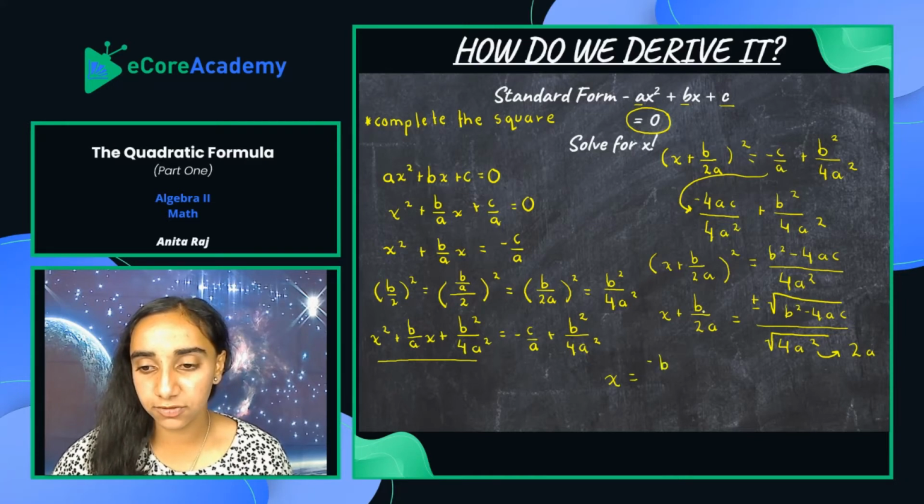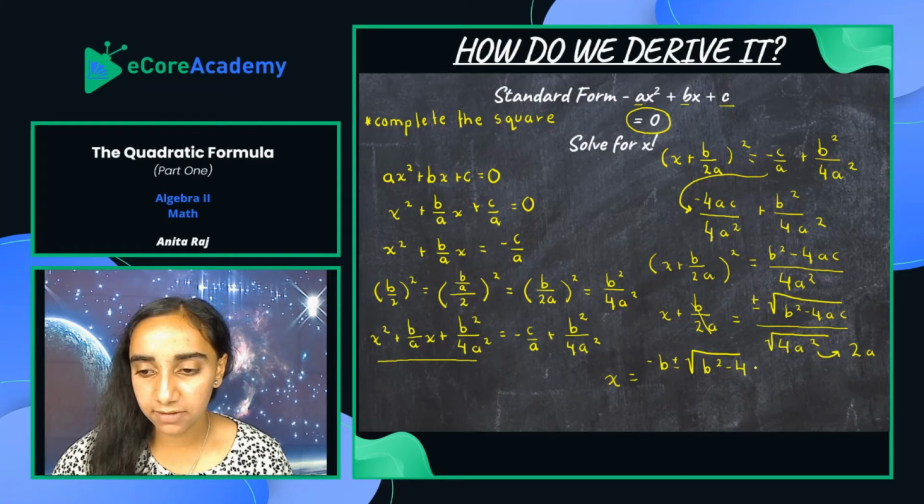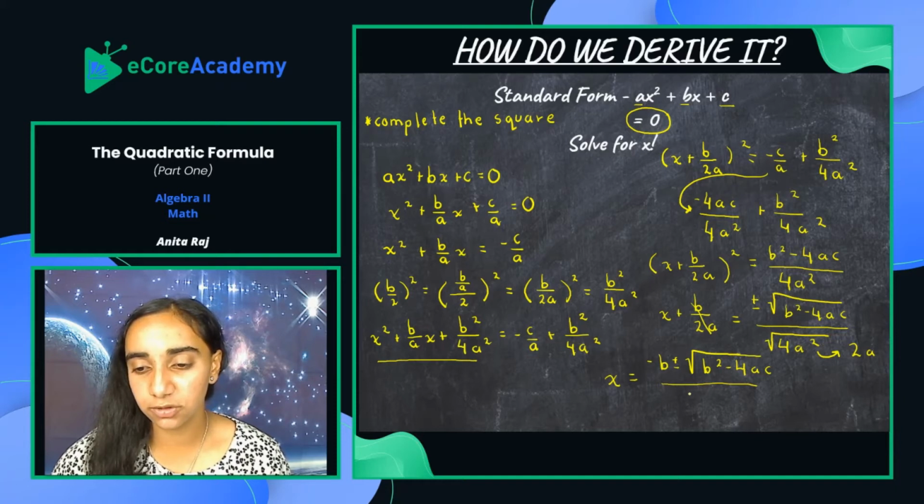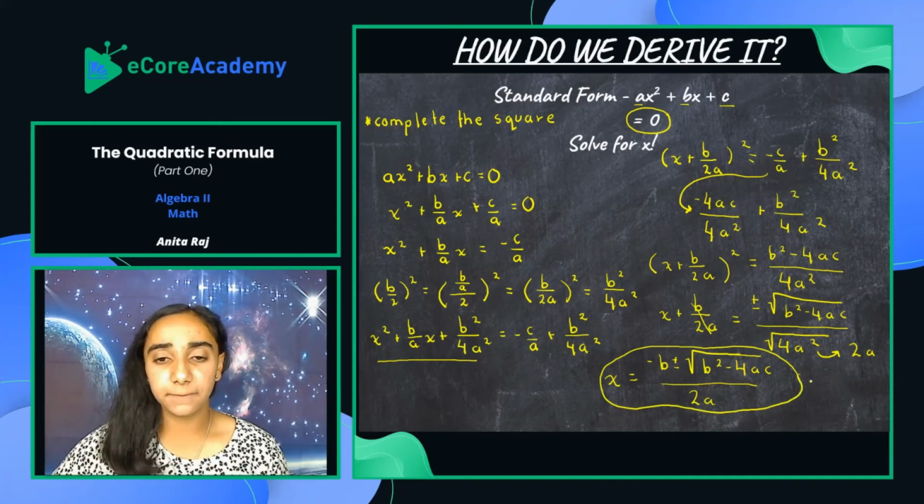I'm going to get negative b. So we just got rid of this right here. And then I'm going to have that plus or minus the square root of b squared minus 4ac, which I just had in that radical. And that's going to be over 2a because 4a squared and the square root of 4a squared is 2a. And this, folks, is how we derive the quadratic formula from standard form.